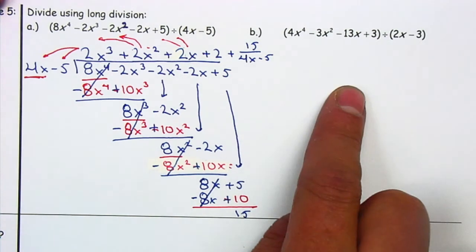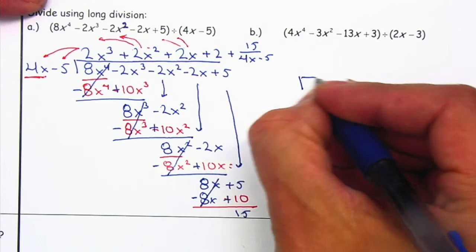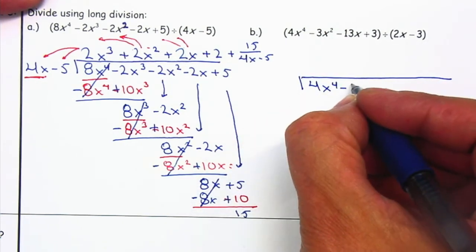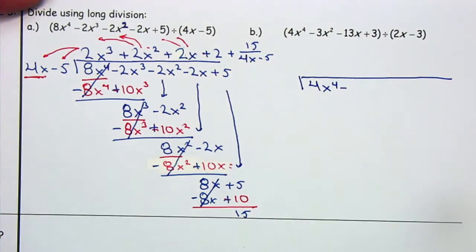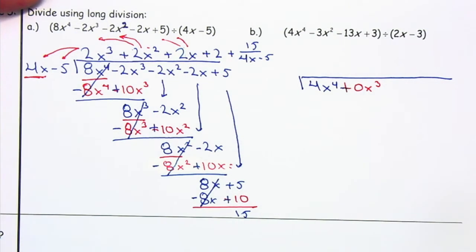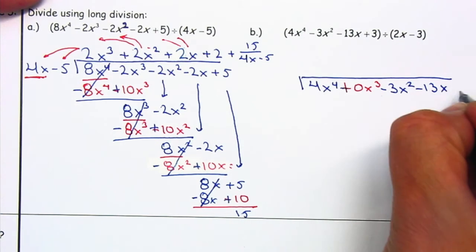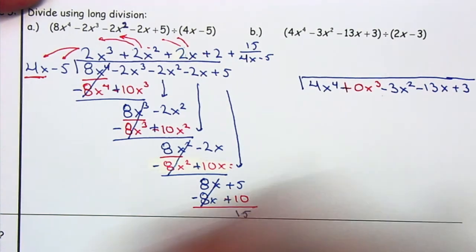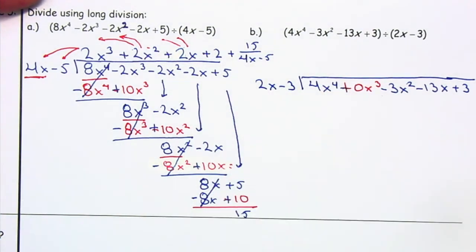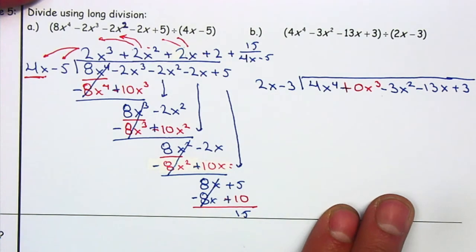Now go and try letter B by yourselves. Notice that there's a missing exponent. Let me set it up. Long division. We have 4x to the 4th minus, I'm missing the x to the third, so I'm going to place a positive 0x to the third. Then I'm going to continue. Negative 3x squared minus 13x plus 3. Outside, we are going to have a 2x minus 3. Go ahead and try it by yourself, see what you get, and we can compare answers.